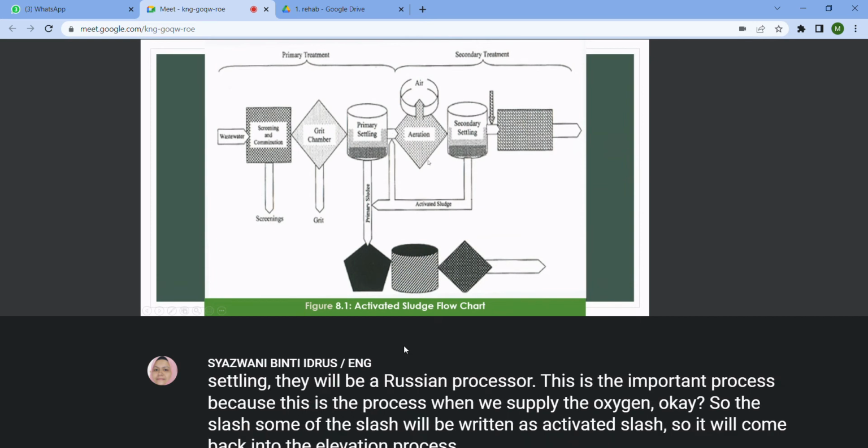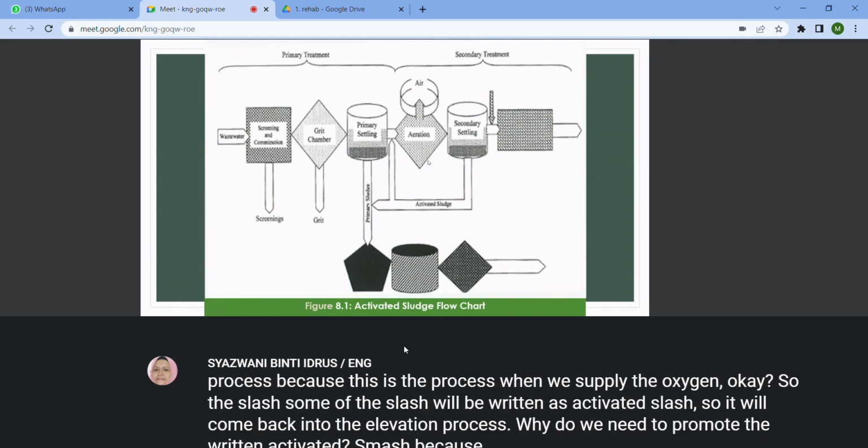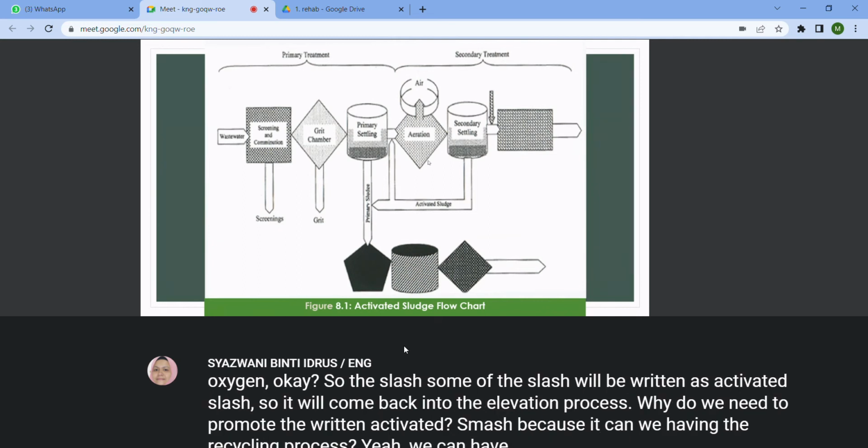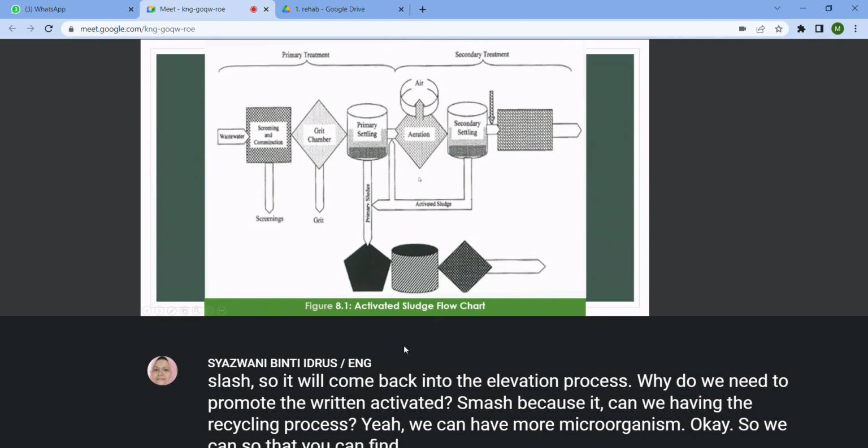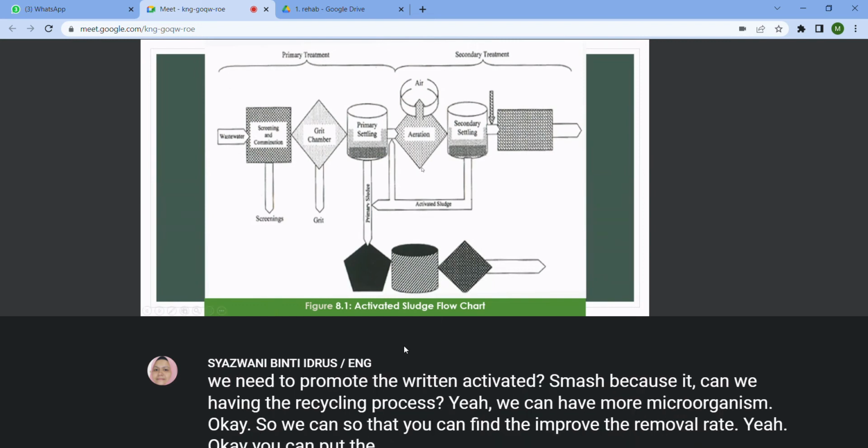Why do we need to promote the return activated sludge? Because we are having the recycling process, so we can have more microorganisms, so that it can further improve the removal rate. It can further improve the pollutant removal.